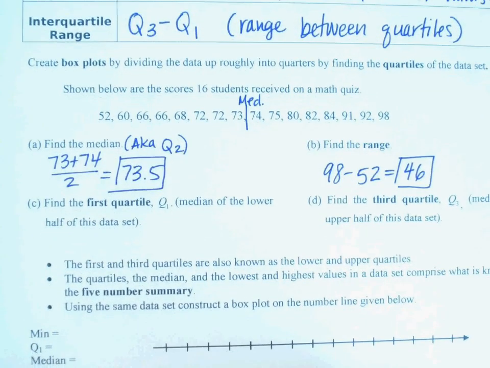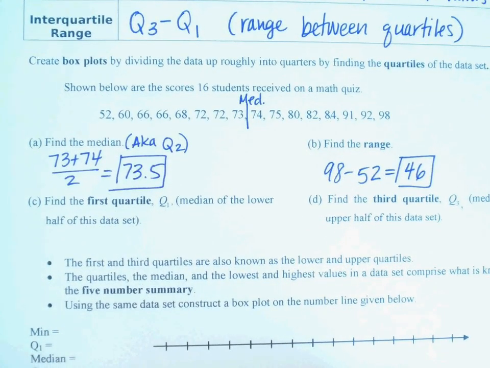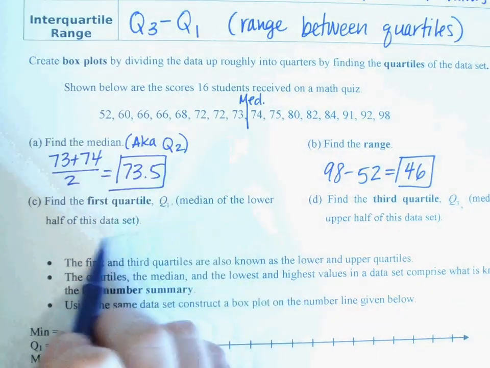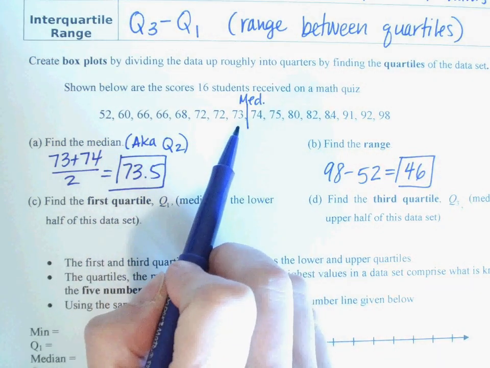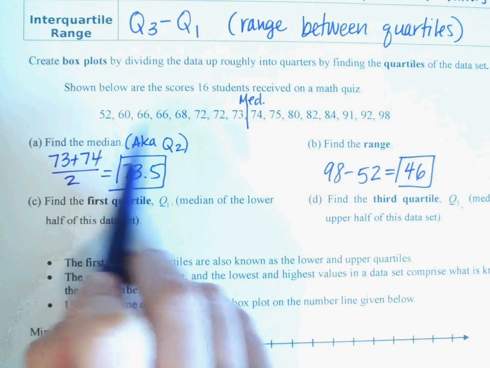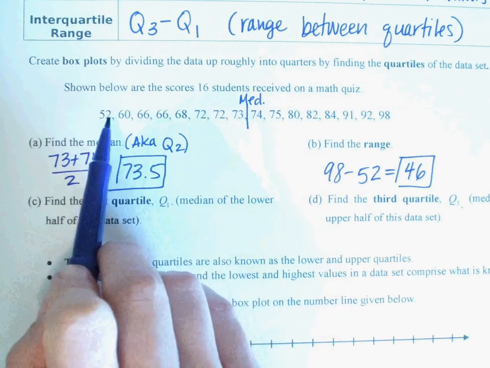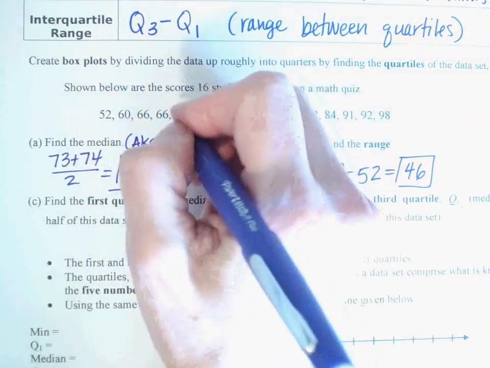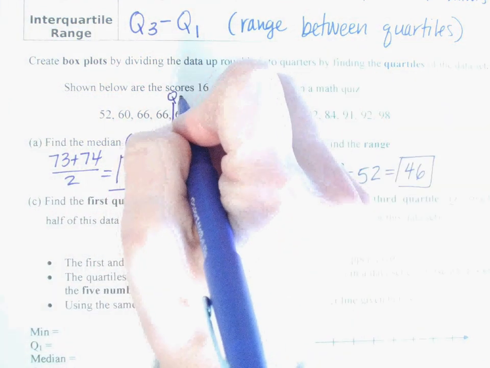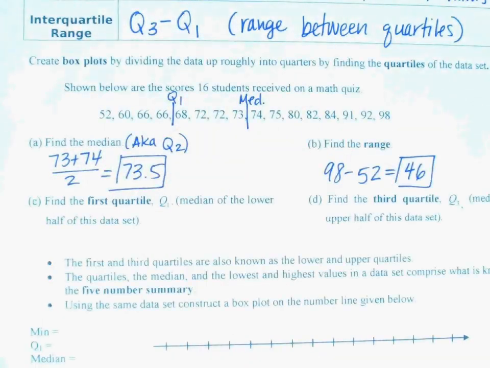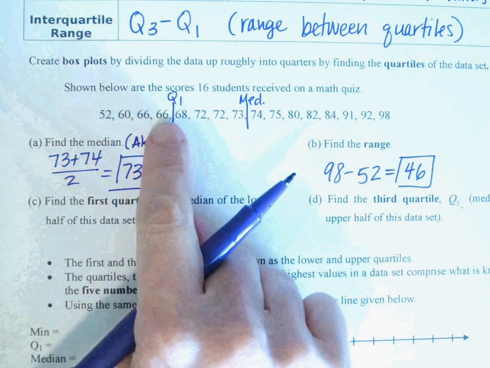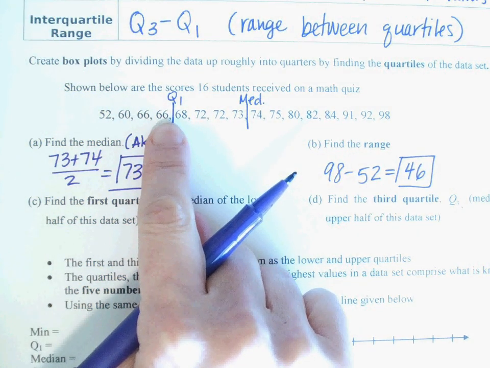Next, it says find the first quartile. So the first quartile is the median of the lower half of the data. So the lower half of the data ranges from 52 to 73. So that was 8, and halfway between 8 is 4. So 1, 2, 3, 4. This right here is going to be my Q1, first quartile. And same thing, we add them together and divide by 2, and that's 67.